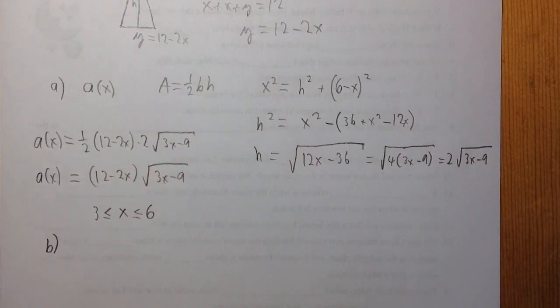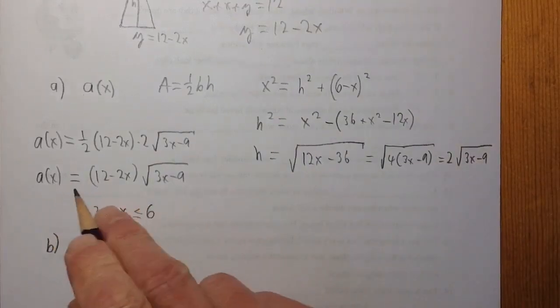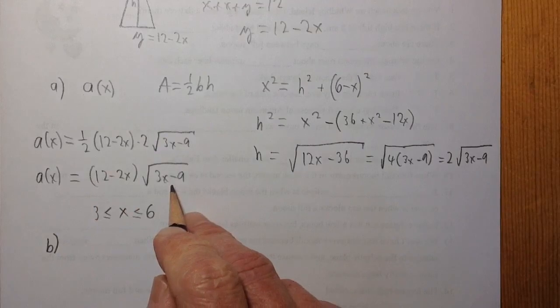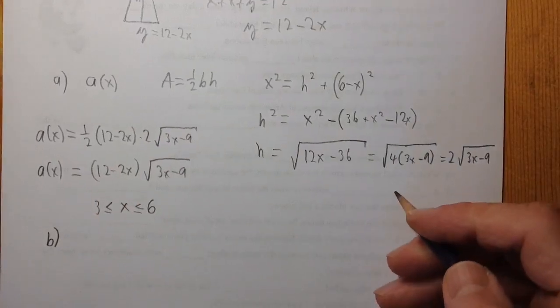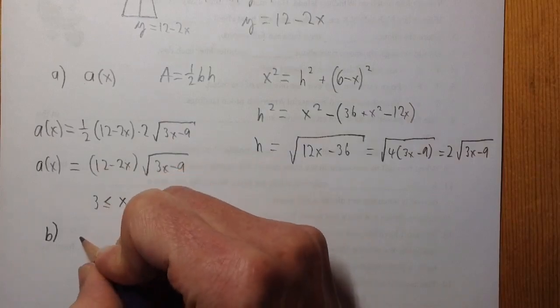All right, now part B says assume the maximum of the function on the domain occurs when x equals 4. So they're telling us that when x is 4, we get the biggest area. They just say, figure that out. It makes sense. We could graph it and see that's the case. So the biggest area is at x equals 4.